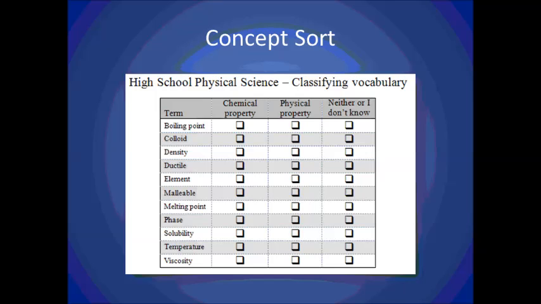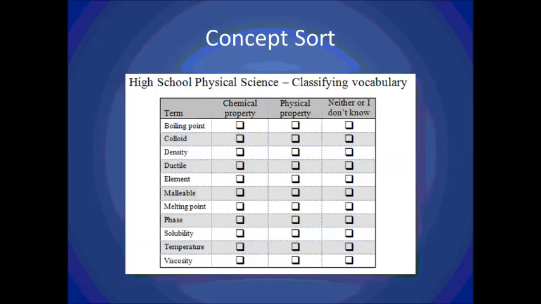So we also provided a number of examples of what some high quality vocabulary assessments might look like. This very first one is called a concept sort. It was taken from a high school physical science type of pre and post assessment, where simply you have a list of your terms on the left hand side, and the students were to classify each of these as either a chemical property, a physical property, or you can even add that third column of I don't know, or it's neither of these two properties. It really doesn't fit with this term.